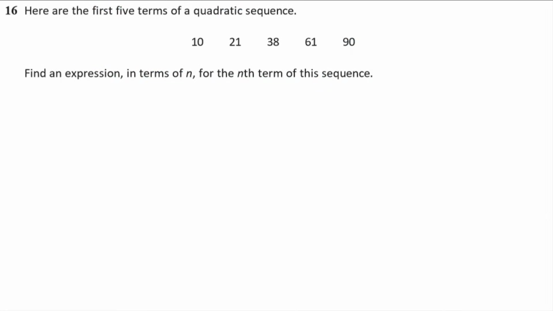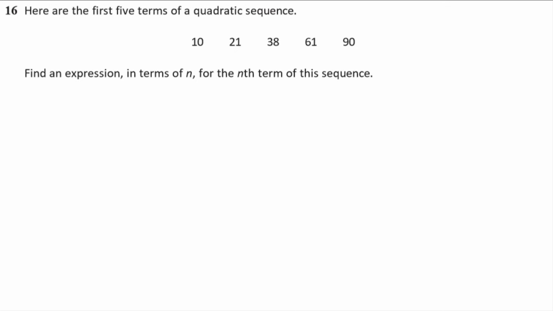Here are the first 5 terms of a quadratic sequence. Find an expression in terms of n for the nth term of this sequence. Okay. Now, the most popular way for this to be taught, I believe, is looking at second differences and using a kind of convoluted way of piecing those two together.